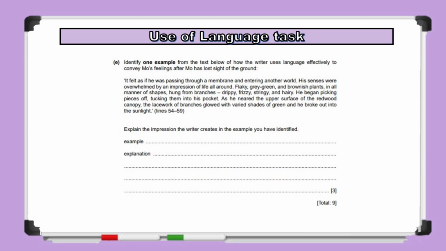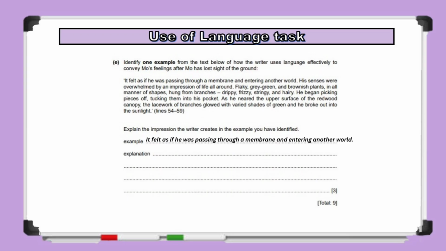Then write that example exactly as it appears in the passage before explaining it. Never stop after writing the quotation because that alone will not earn full marks. The explanation is where most of the marks are awarded. Remember to keep your writing neat and stay within the answer lines. One suitable example is, it felt as if he was passing through a membrane and entering another world.